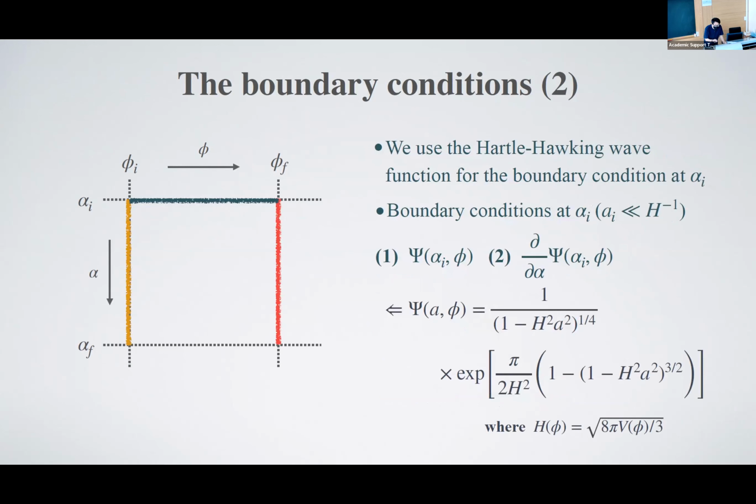For the first boundary condition, we just use the Hartle-Hawking wave function, which describes the no-boundary universe. So the wave function is the Hartle-Hawking wave function in the sub-horizon limit. Because we have this analytic form, we have both boundary conditions at alpha_i, even the differentiation.